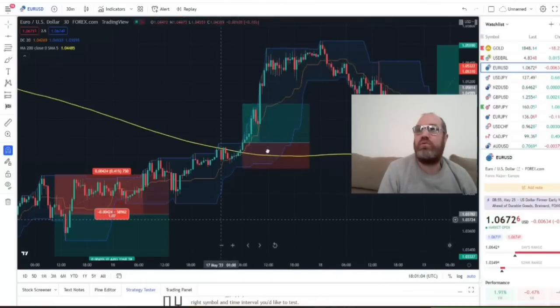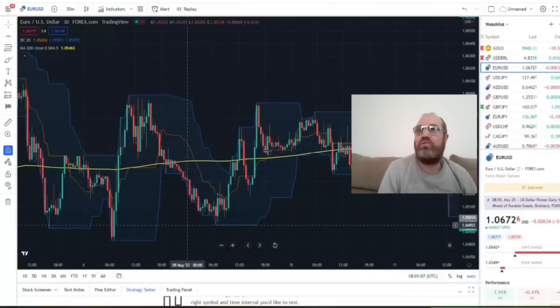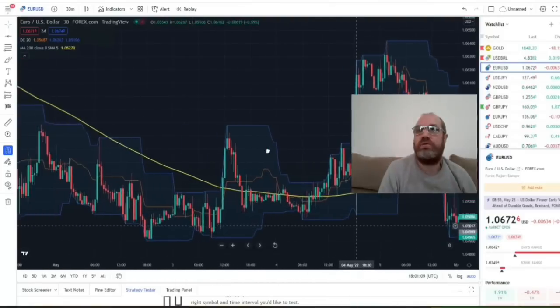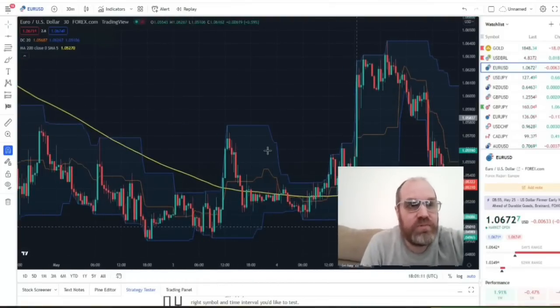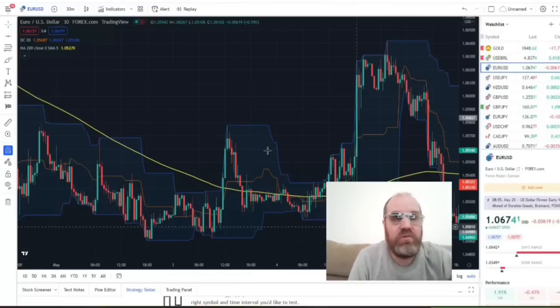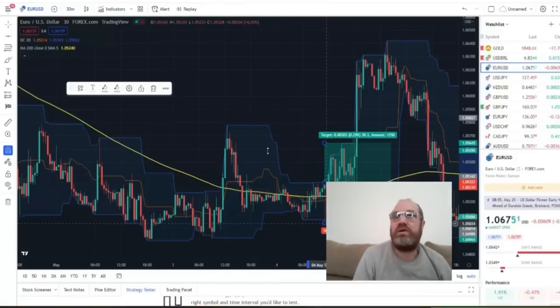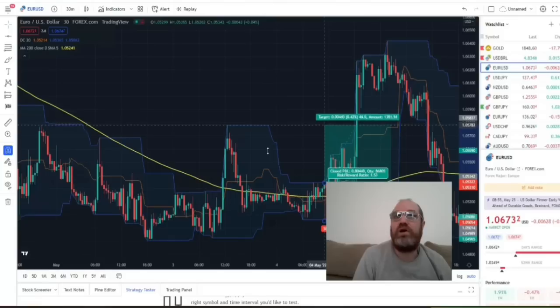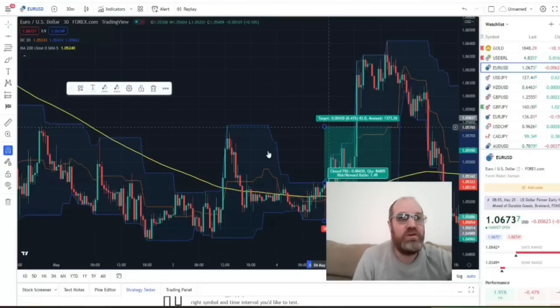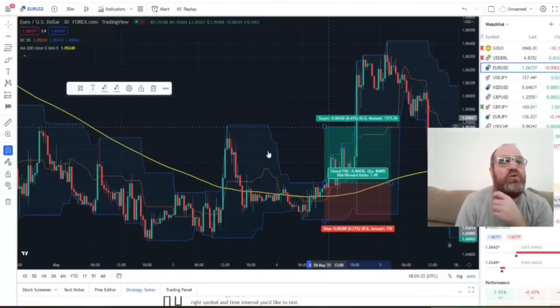So let's go more back to see if we can find one more example. Yes, right here you can see we crossed, we are above. We take a trade right on this one here. We take a stop loss right below the low line here, and we go 1.5 up, and as you see, it's a winner. So that's basically how you can trade Donchian channel together with moving average 200.